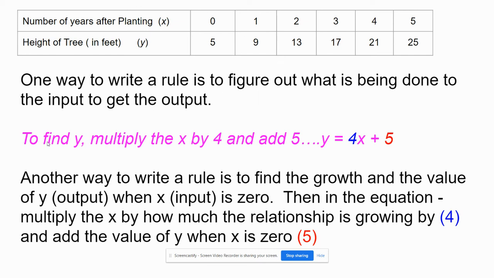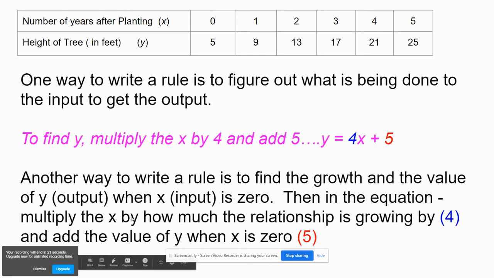Another way, and the rule comes out to be, to find my y, I'm going to multiply the x by 4 and add 5. But another way that we could write this equation is, if my growth is 4, that means every year I'm adding 4. Well, repeated addition is the same as multiplication. So I would take that 4 and multiply it by the year and then add 5, because that's my beginning. So another way to write this equation is y is equal to 4x plus 5.